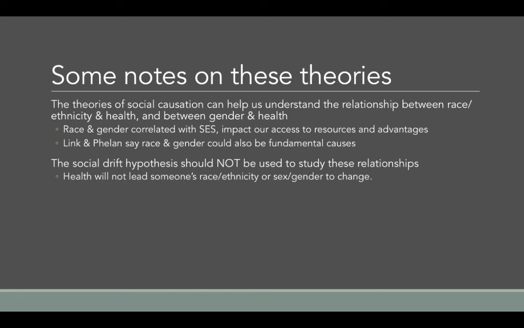But we really cannot and should not use the social drift hypothesis to study these relationships, because think about it. The social drift hypothesis is really arguing that poor health contributes to lower social status. That makes sense in the case of social class, even though that's not the main contributor to the relationship between health and social class, but it does make sense because your social class can change and does change throughout your life. But health is not going to lead someone's race or ethnicity to change. It's not going to lead their sex or gender to change in most cases.